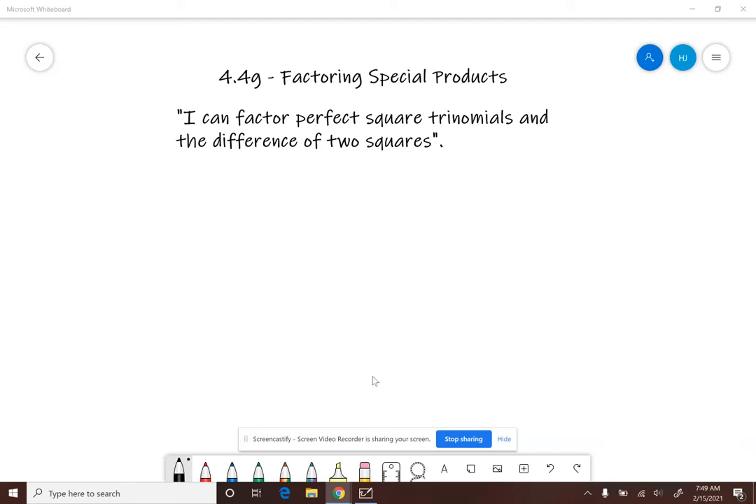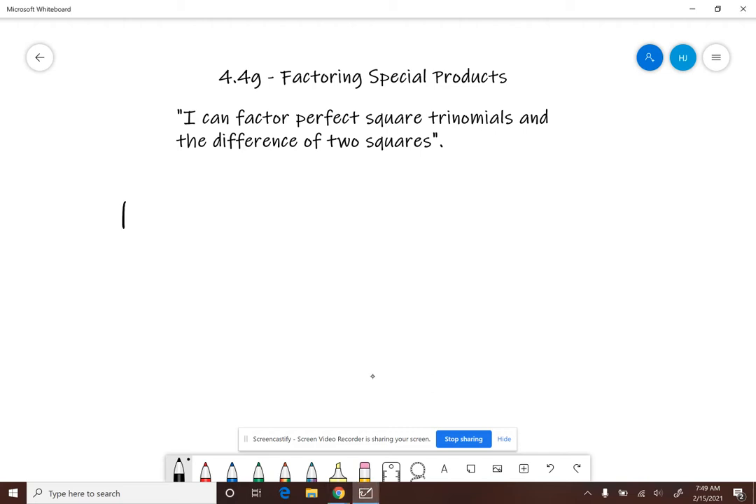All right, guys, today we're going to be moving on to 4.4G, factoring special products. And believe it or not, this is actually the last section that we'll have on factoring. So we're finally going to finish it today. So I just want to jump right in, work on a couple of examples, and I'll let you get on to your practice. So this is just a continuation of what we've been doing. We're just talking about special products.